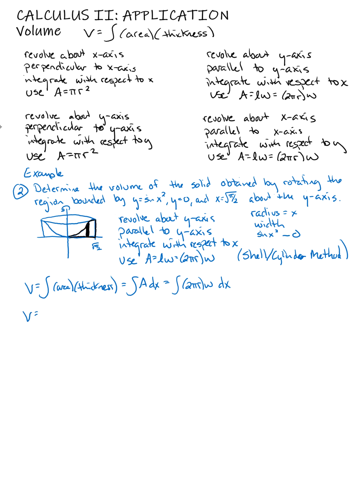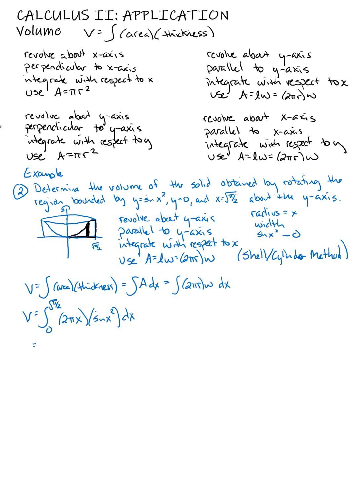So I think we're ready to put things together. We are integrating with respect to x. If you look, those x values go from 0 to square root of pi over 2. And then we have 2 pi times our radius, which we've already determined was x, times the width, which is sine of x squared minus 0. I don't need to write that minus 0 in there. And then, of course, we have dx. And there we go. Our integral is set up, ready for us to work.